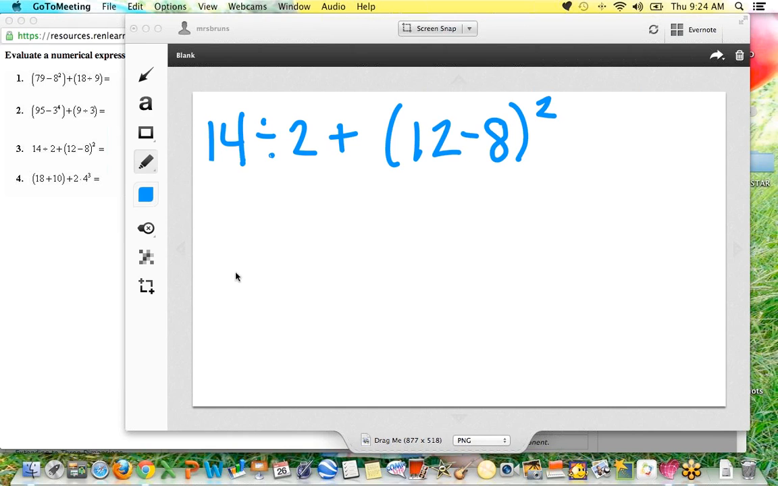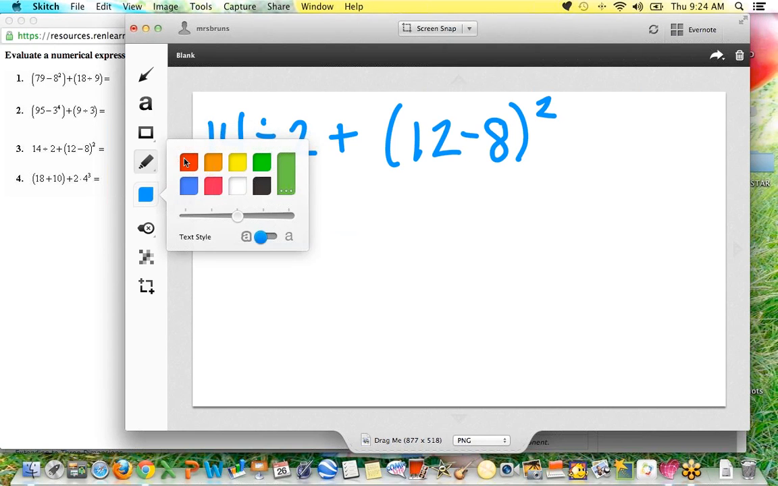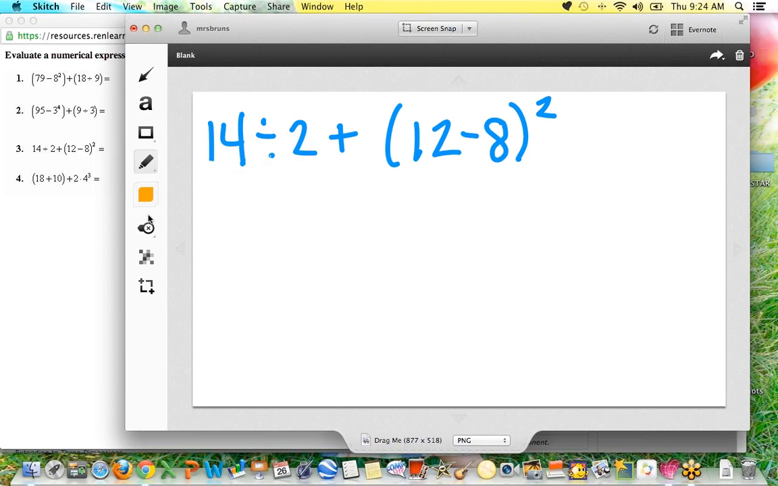Okay, I'll give you a minute to start working this one. We'll do Denver Bronco colors on this next one. As you get an answer, go ahead and type it into the chat.